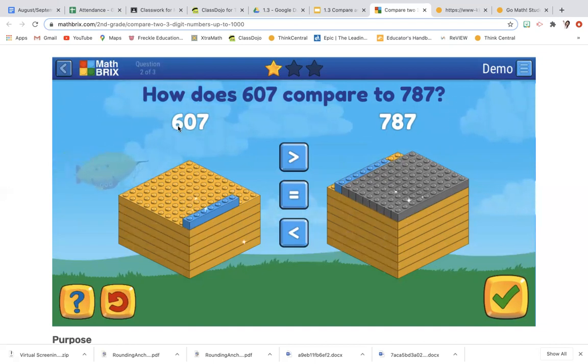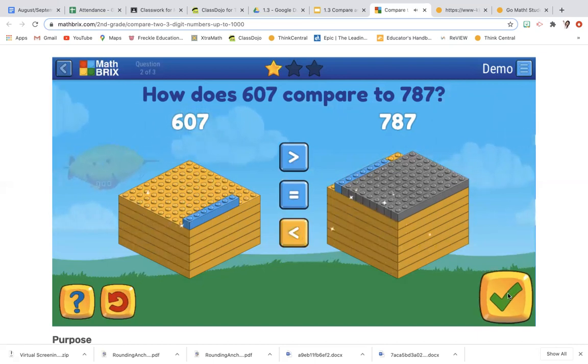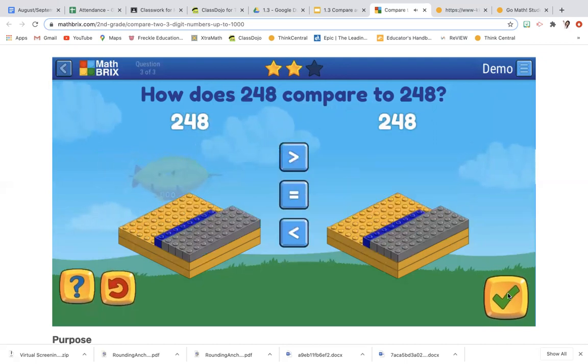So really all we have to do is look at that first place again. Always start on the left side of the numbers when you're thinking place value and comparing numbers, because that's where the greatest value is. So you can easily compare the hundreds here. We don't even have to worry about looking at the tens or the ones because I can already see 6 is a smaller number than 7. That means this whole number is less than that number. So I'm going to say 607 is less than 787. Good work.